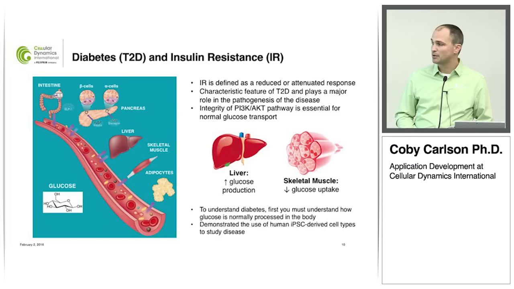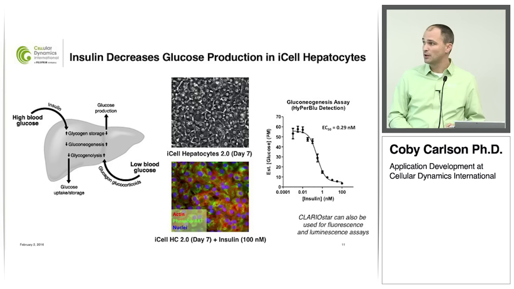And the two cell types that we're going to focus on today are from the liver, hepatocytes, and skeletal muscle. And the liver, of course, one of the main things it does is produce glucose. And skeletal muscle is an important target tissue to take up glucose. So that should set the stage for the next little bit here. All right, so we'll start with hepatocytes first.